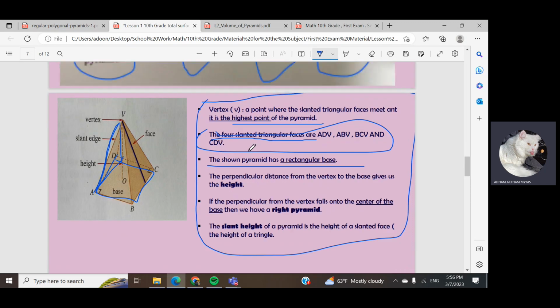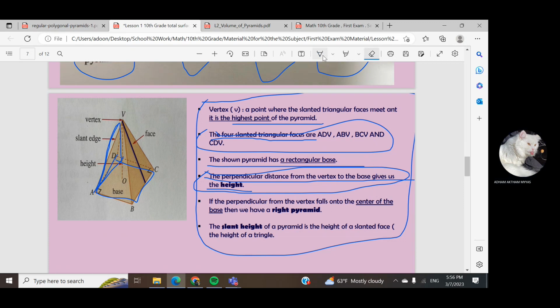Let's continue. This is an important thing: the perpendicular distance from the vertex to the base gives us the height. So you have to memorize this. This is a very important definition, because in the exam, maybe I will ask you what's the meaning or what's the definition of the height?